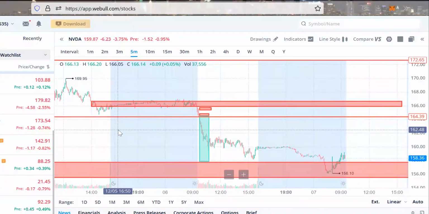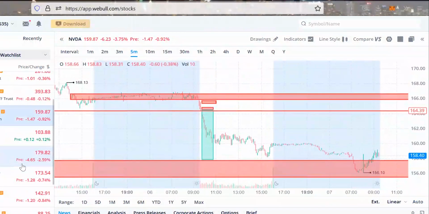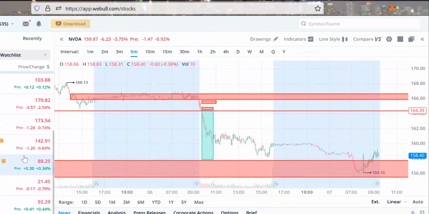Today, I'm going to talk about advanced fake structure. So what does that mean? We're going to spot fake structures, right? Let's go right into it. Let's go for a random stock here. What is something good here?